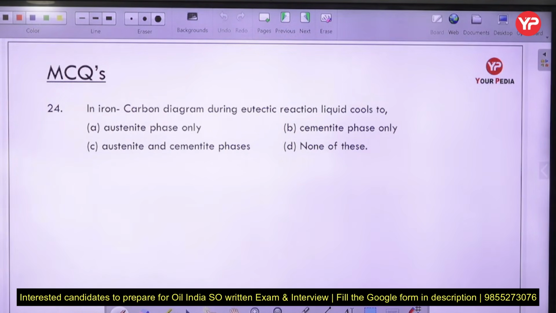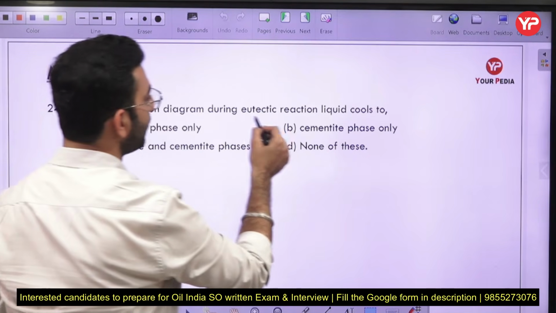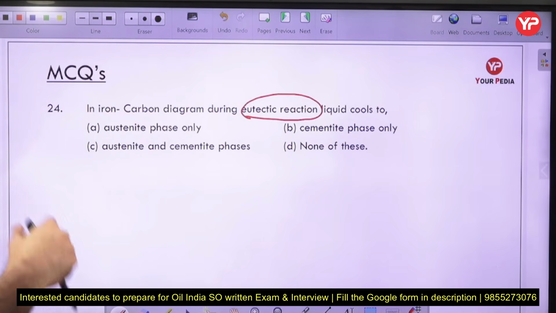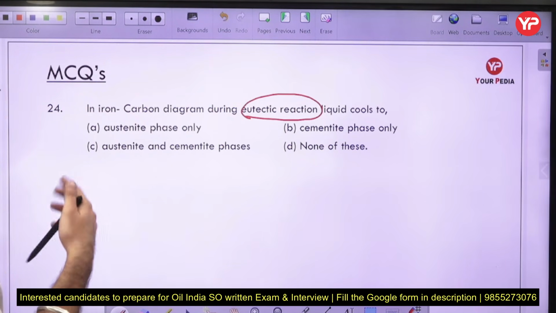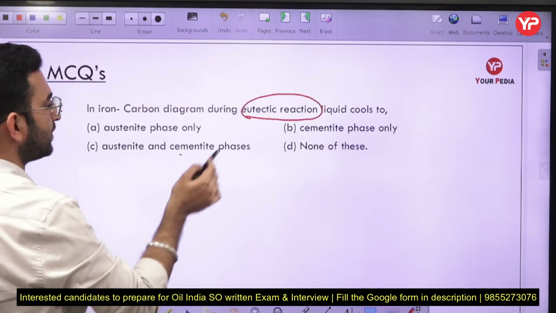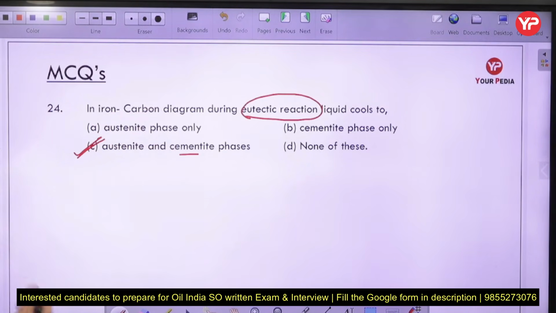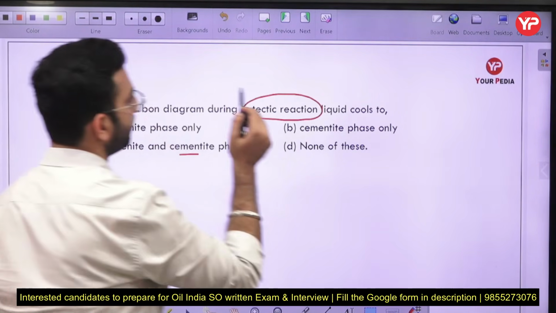Next part, in an iron carbon diagram during the eutectic reaction, the liquid cools to. Okay, so now just see in this case what is the correct answer. Basically the eutectic reaction is a reaction in which the liquid is getting converted into two different solids here. The first one is austenite and the second one is cementite here. So option number C will be the correct answer here. Okay? So that is again a very simple case.